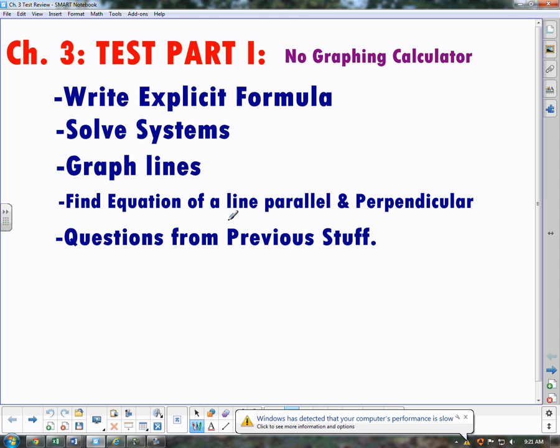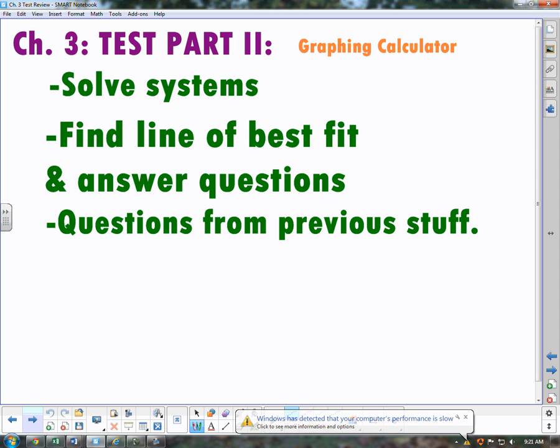Then the second day's test, which you will get to use your graphing calculator on, you will have to solve some systems of equations. Again, here you can use your calculator to find those solutions, either with the table or with a graph. You'll have to figure out the line of best fit for some things and then answer some questions concerning that. And then again, you'll have some questions from previous material. So let's look at some examples of things.